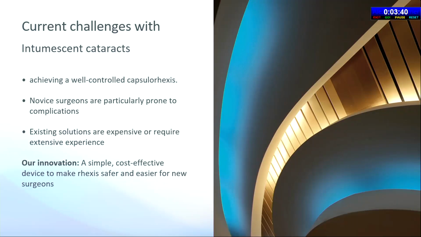A novel device for an effortless, reliable, stress-free rexis in intumescent cataracts. So my name is Dr. Aravind Chaitanya Ankam. The current challenge with intumescent cataracts is achieving a well-controlled capsular rexis, and novice surgeons are particularly prone to complications. Existing solutions are either expensive or require extensive experience. So we devised a simple, cost-effective device.